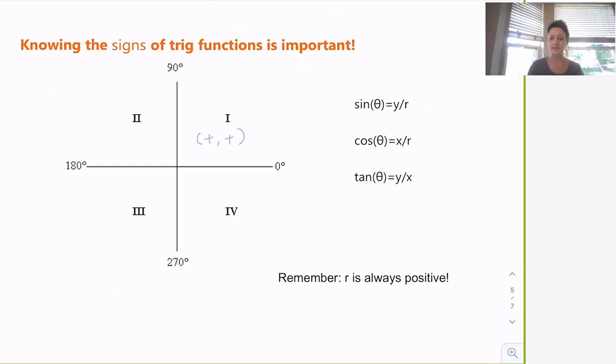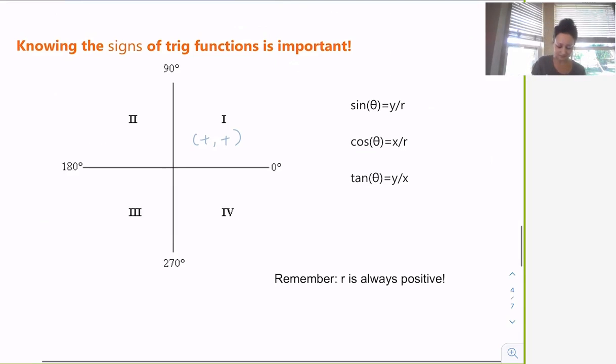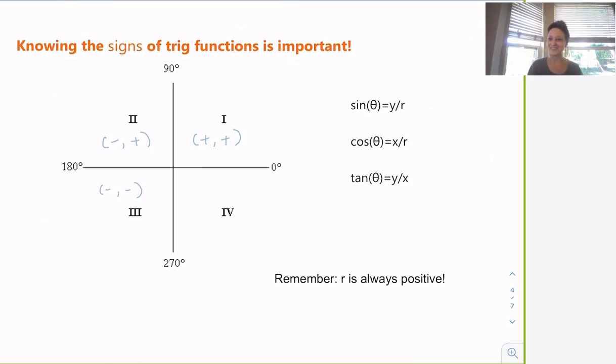In quadrant 2, I would have to go left and up. So X is negative, Y is positive. In quadrant 3, I have to go left and down, so negative, negative. And what do we get in quadrant 4? I have to go right and down, so positive, negative. Okay, now what I want to try to do is figure out which trig functions are positive, which are negative in each quadrant.